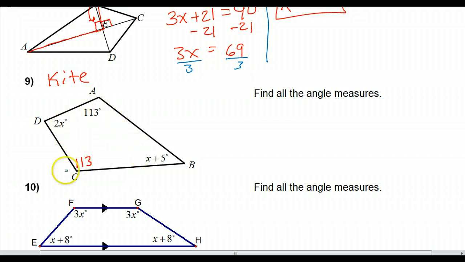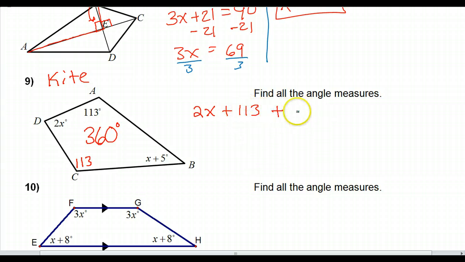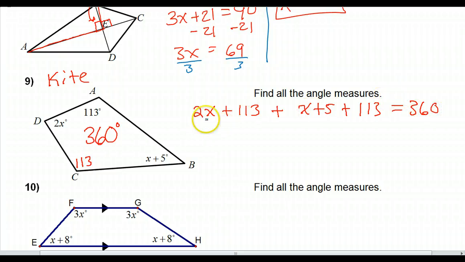We just have to use the fact that the total degrees in any quadrilateral is 360 degrees. So all of these things simply have to add up to 360. Basically we're doing 2x plus 113 plus x plus 5 plus 113. All that should add up to 360 degrees. Like terms, 2x and x, that's 3x. Then we've got 113, 5, and 113.